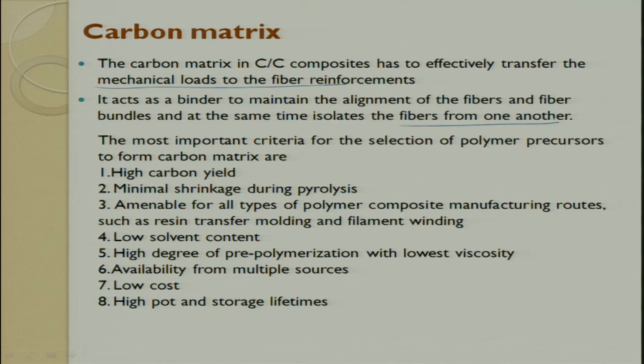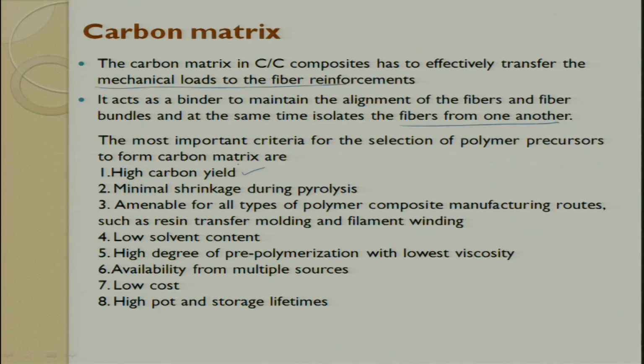The other important criterion for the selection of a polymer precursor to form a carbon matrix is that it has to have a very high carbon yield. Why is that? Because I have put a big list of polymers which, with proper processing, get converted into a carbon matrix. So, what should be the selection criteria? That is what we have listed here.